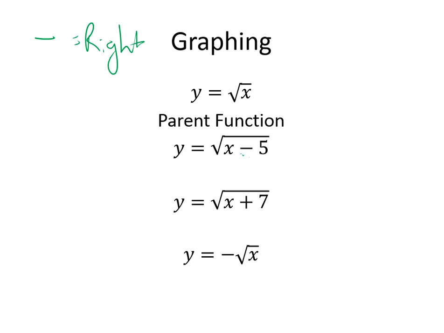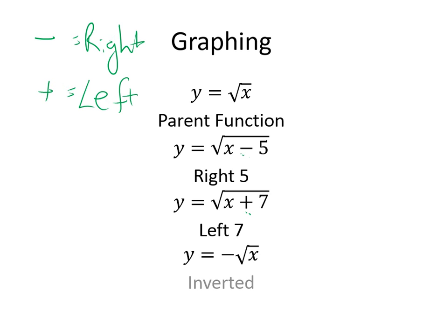Okay, it would be moved right 5. On the inside, it's a plus 7. So plus means left, because remember, lefties are better than righties. Okay, so that means we would move it left 7. Now the last one, we've got a negative out front, which means that we invert it.